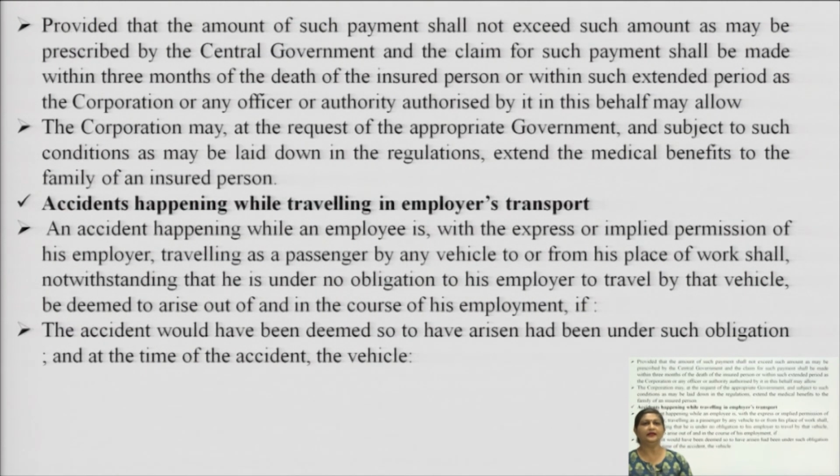Also provided that the amount of such payment shall not exceed such amount as may be prescribed by the central government, and the claim for such payment shall be made within 3 months of the death of the insured person or within such extended period as the corporation or any officer or authority authorized by it in this behalf may allow. Means all these benefits should be paid within the 3 months of the death of the insured person.